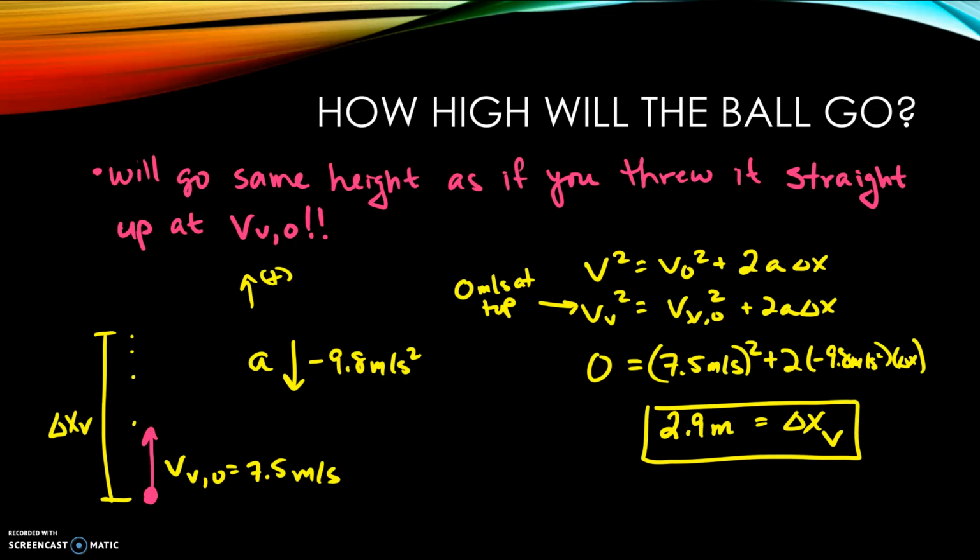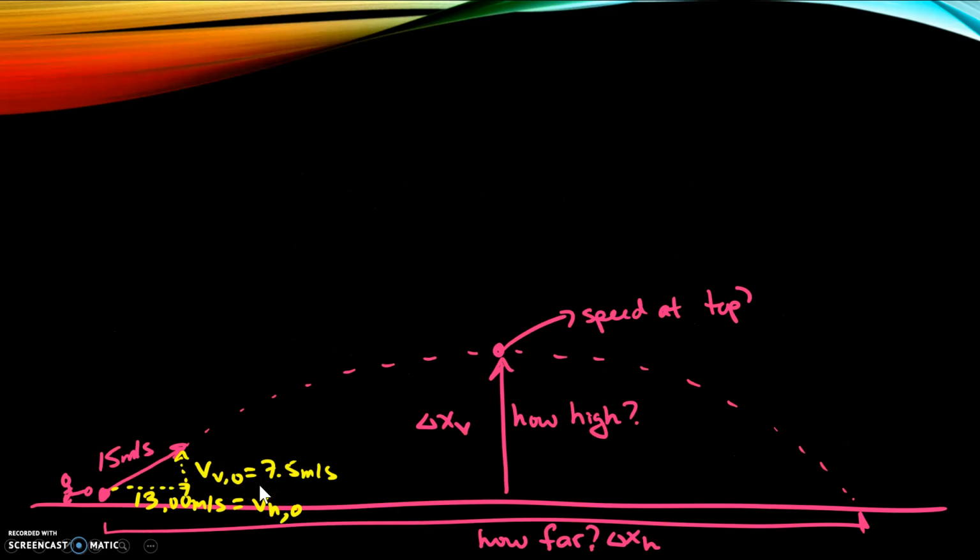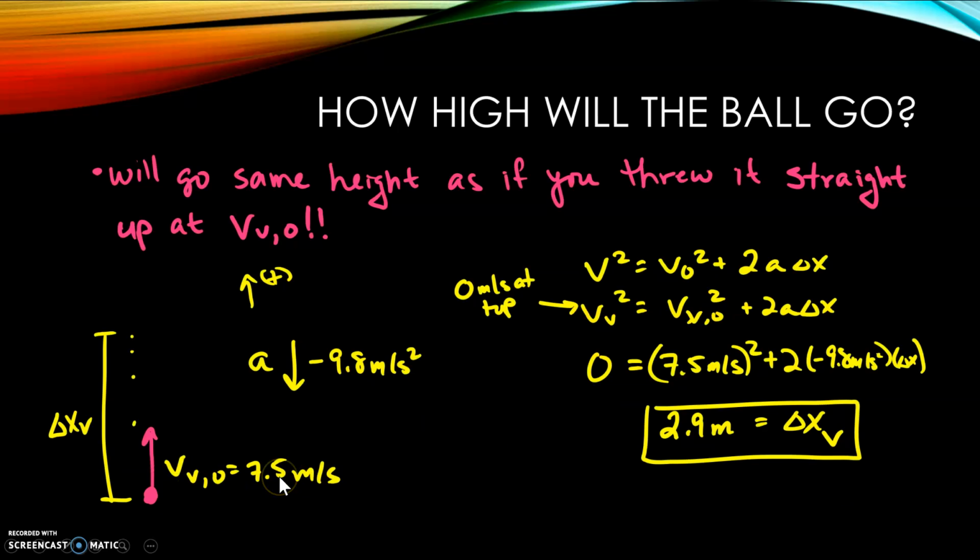Let's first look at how high the ball will go. As I was saying, it will go the same height as if you threw it straight up at that initial vertical velocity, v sub v naught. So in this problem, we just look at that vertical component, the 7.5 meters per second. We say, if I threw it upwards at 7.5 meters per second, how high would it go? So we go back to our free fall. We have to define up as positive, and so that means our acceleration is going to be negative.